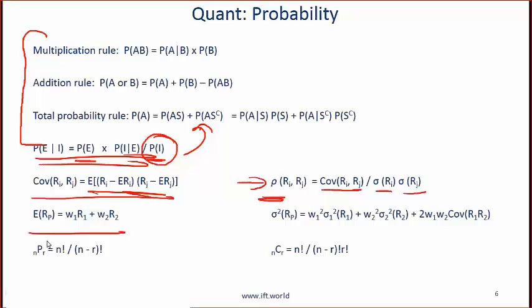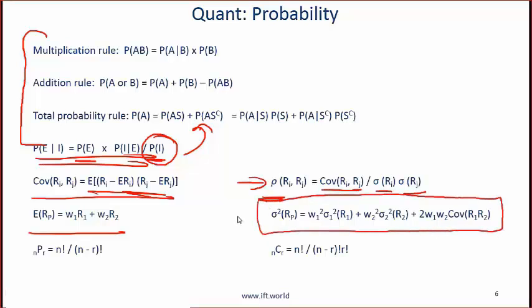This is the expected return of a 2-asset portfolio, which is simply the weighted average of the returns. And then this is the variance of a 2-asset portfolio, which you must know. It depends on the weightages, the standard deviations, and the covariance. Later in portfolio management, we'll see a formula that takes the covariance and replaces that with correlation.